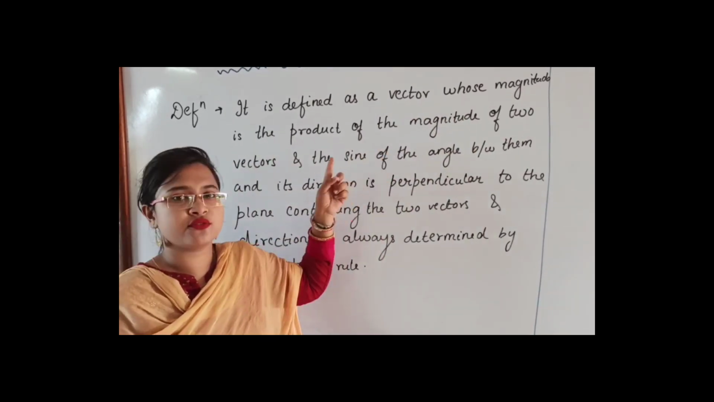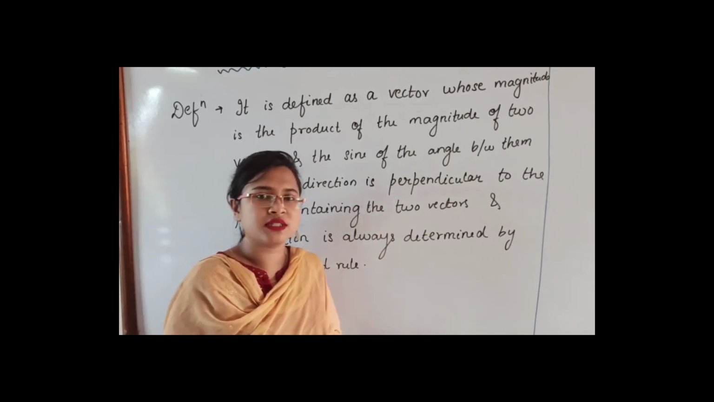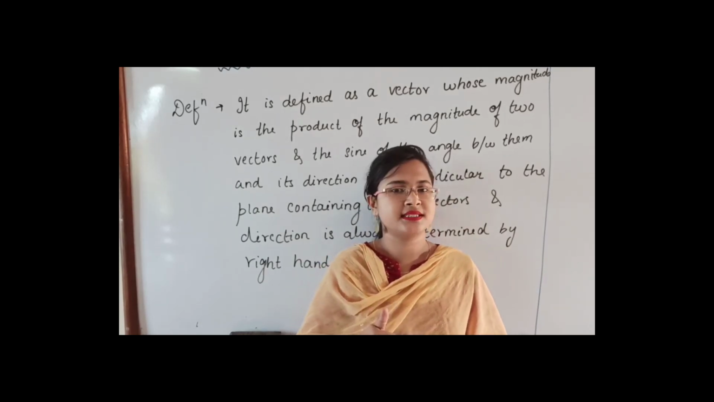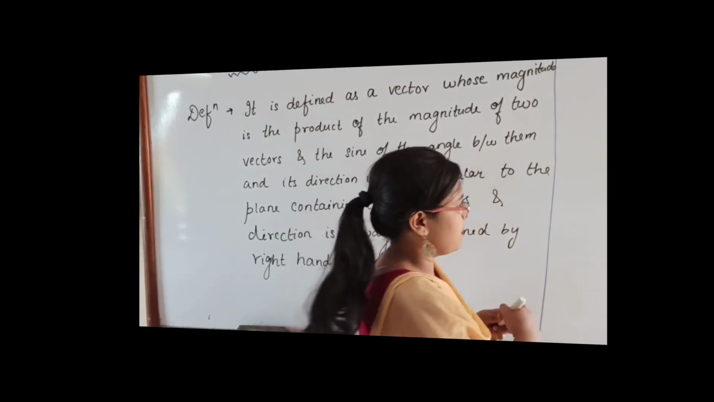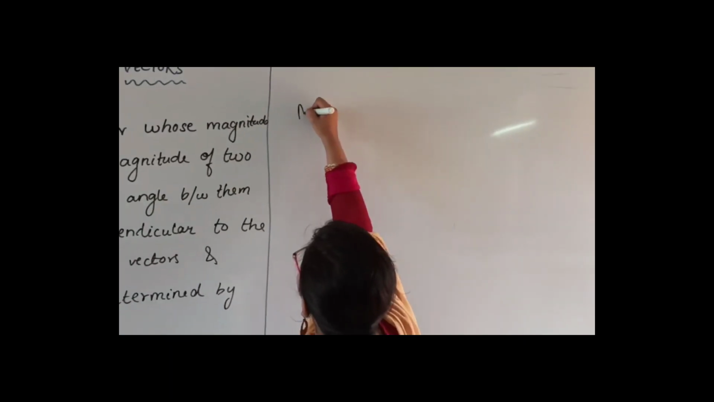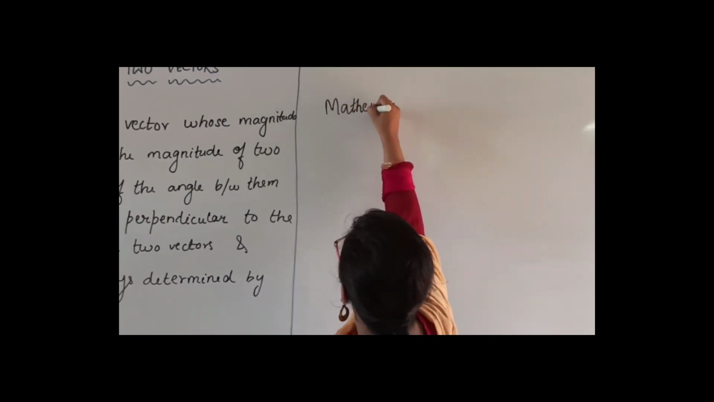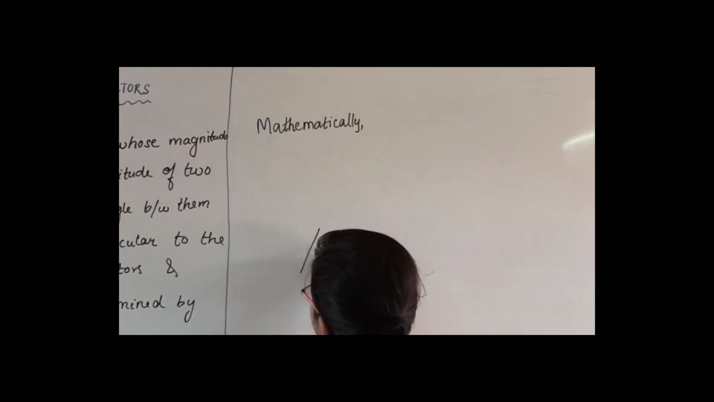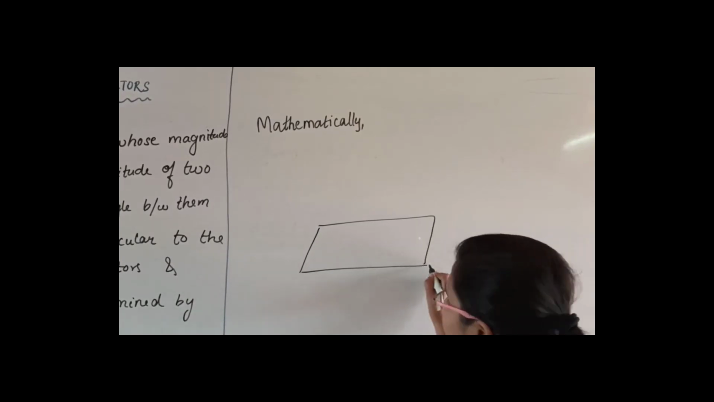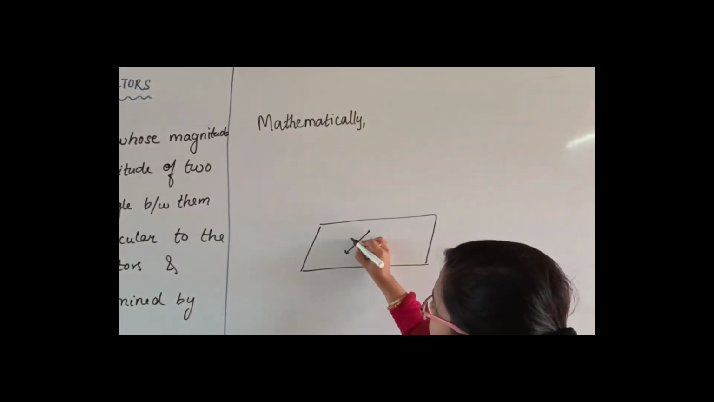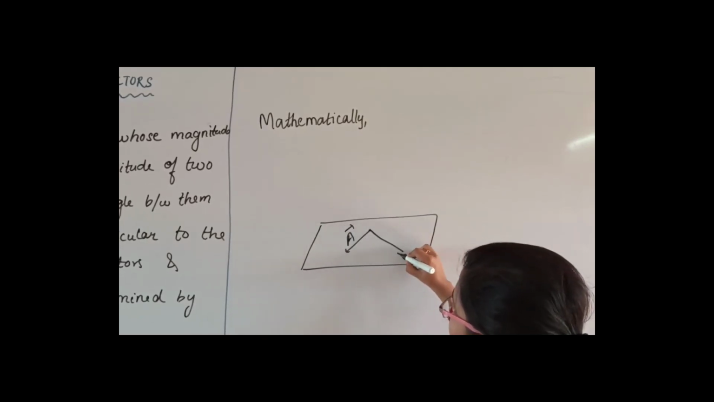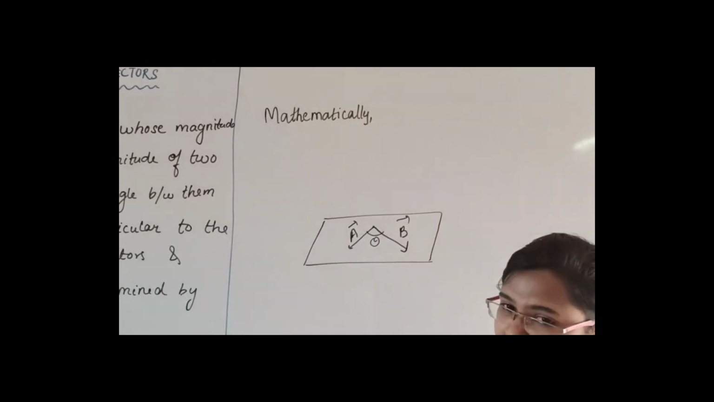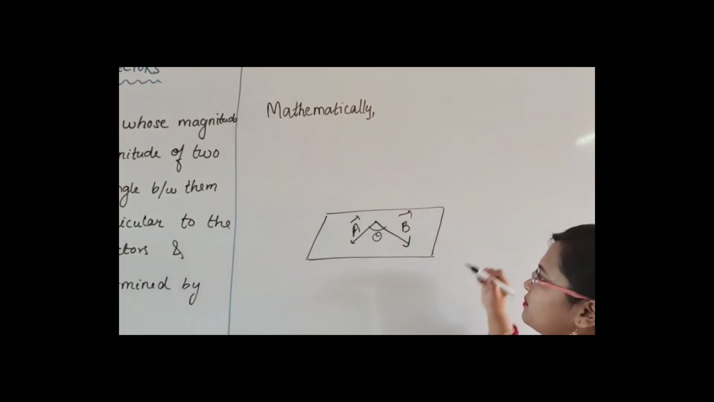So the vector product of two vectors is a vector whose magnitude is the product of the magnitudes of the two vectors and the sine of the angle, and its direction is always perpendicular to the plane having those two vectors. Clear? And the direction is determined by the right hand rule. For example, mathematically, let's see. Consider this is a plane. This is vector A and this is vector B. The angle between them is theta. I have to find A cross B.